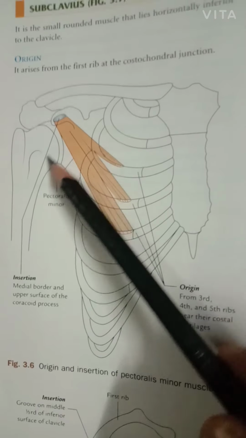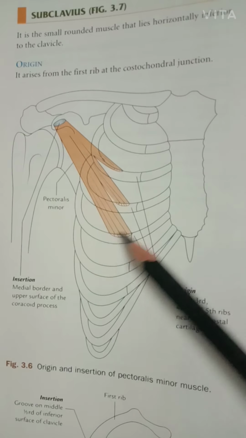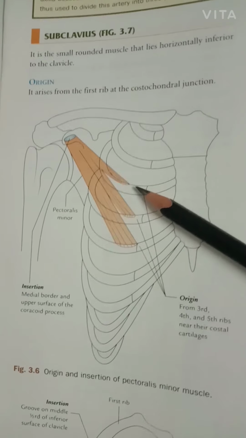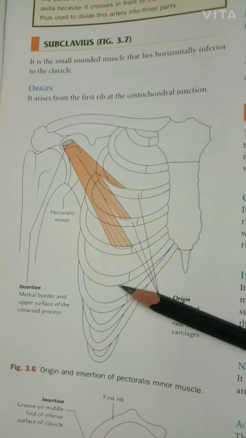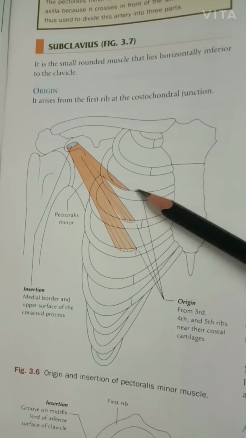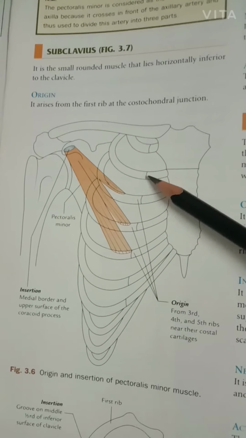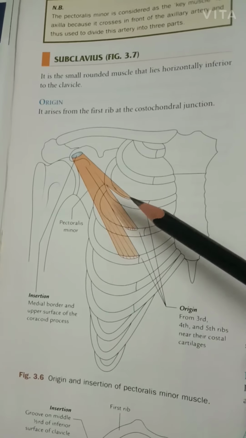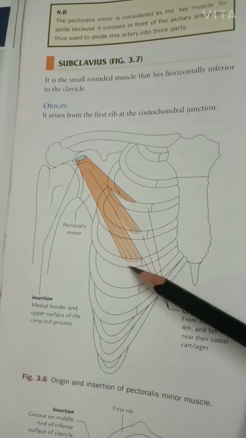Then the second muscle is the pectoralis minor muscle. The pectoralis minor originates from the third, fourth and fifth ribs near the costochondral junction. Here you can see this one, this one, this one. This is the costochondral junction, and near it the muscle originates.